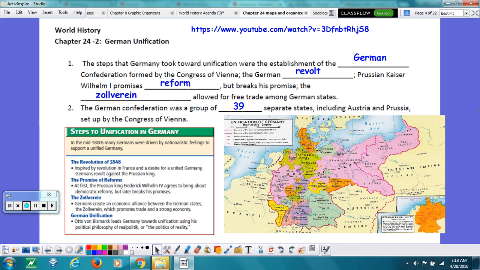This German Confederation was a group of 39 separate German states, including parts of Austria, Prussia, and a lot of little other states that at one point in time probably would have been part of the Holy Roman Empire that were kind of set up as a result of the Congress of Vienna.